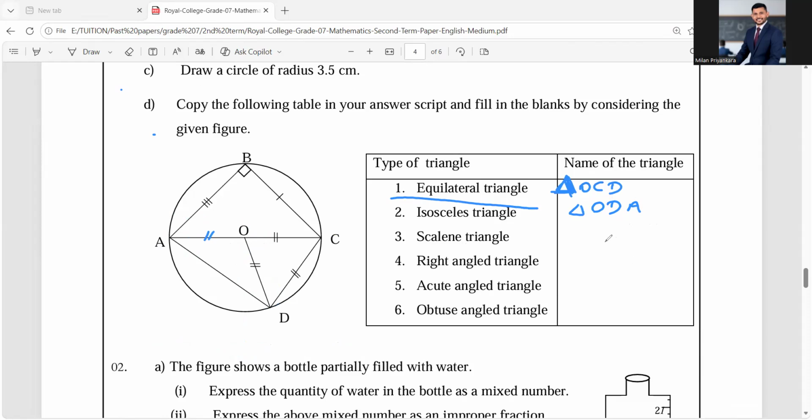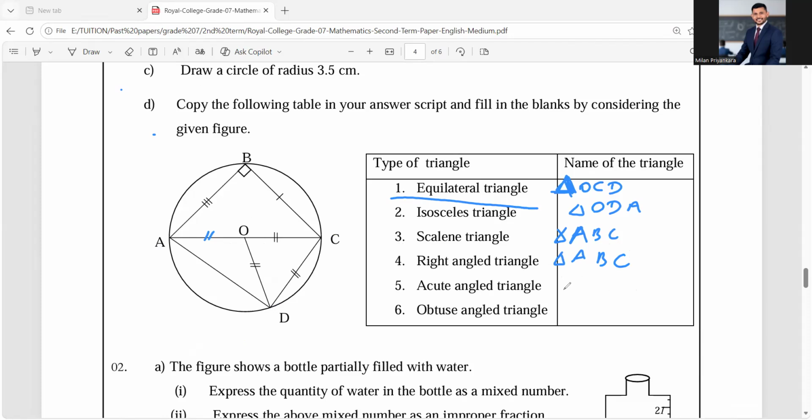Scalene triangle means all three sides are different, right? So you can take scalene ABC. ABC triangle, that's scalene, right? And right angle triangle, that is also ABC, right? Now you can write the same triangle ABC. That's a right angle triangle and also scalene, right? Because all these three sides are different.